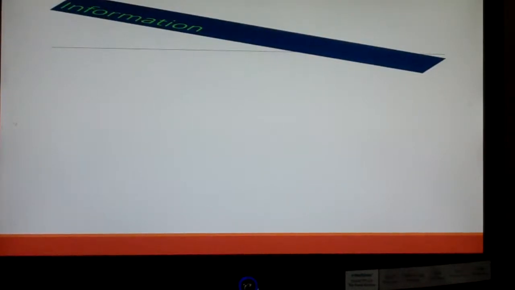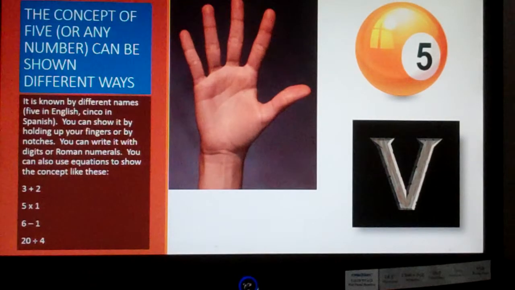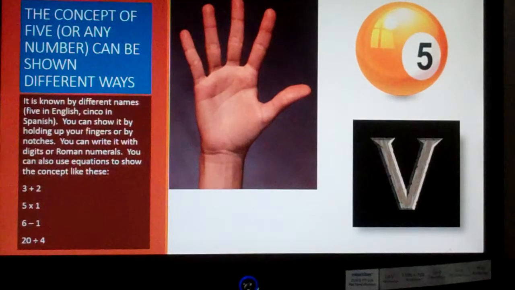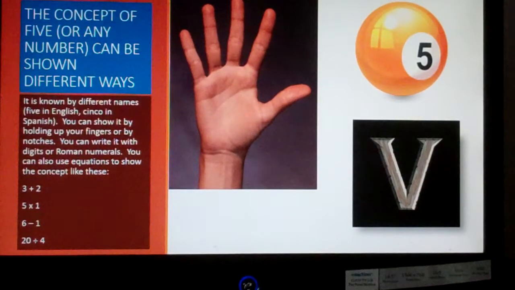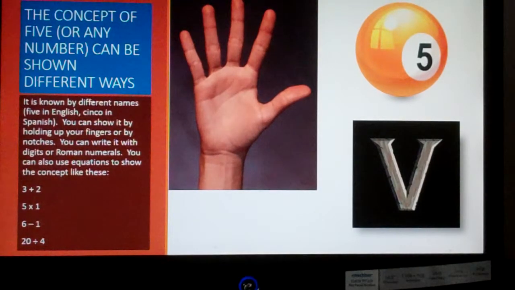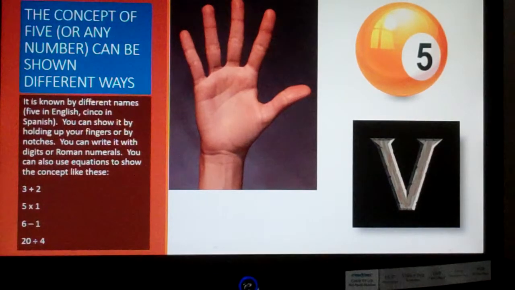Information. The concept of 5, or any number, can be shown different ways. It is known by different names: 5 in English, cinco in Spanish. You can show it by holding up your fingers or by notches. You can write it with digits or Roman numerals. You can also use equations to show the concept, like these: 3 plus 2, 5 times 1, 6 minus 1, 20 divided by 4.